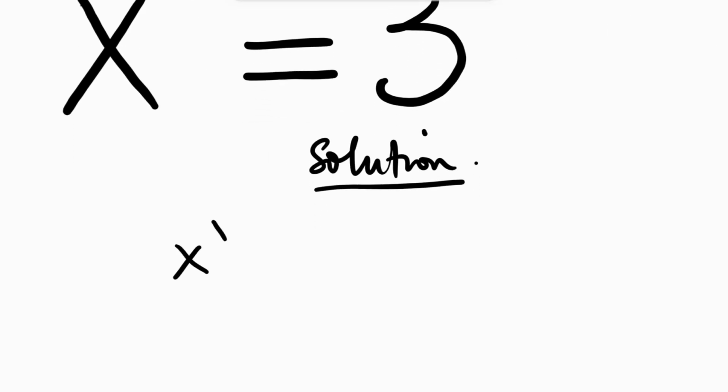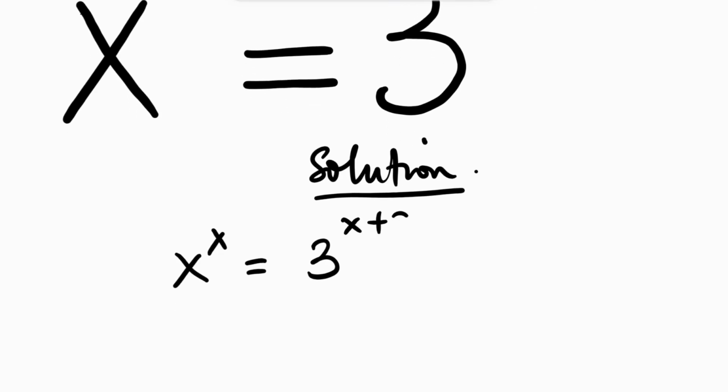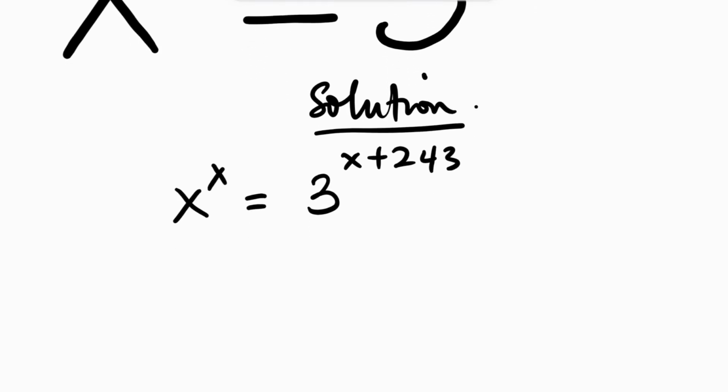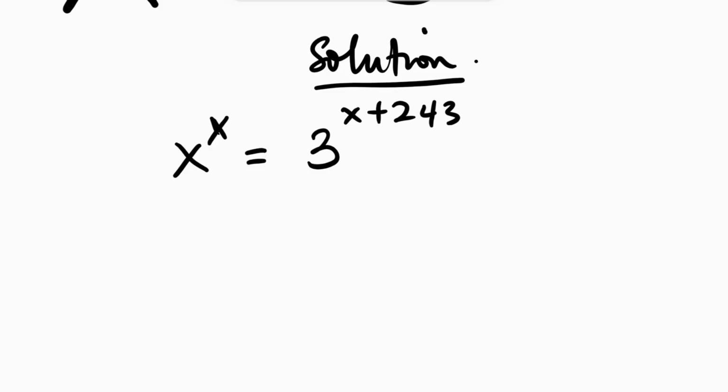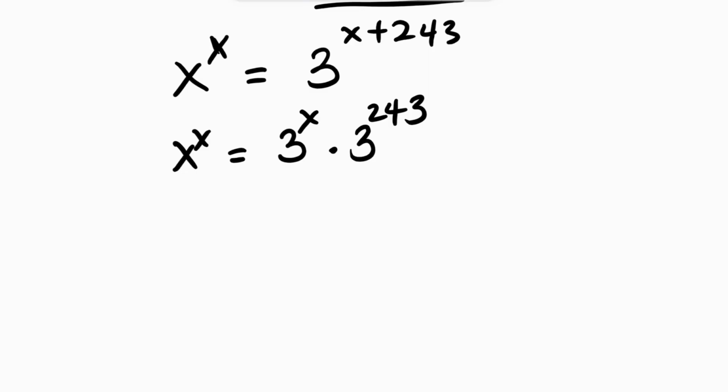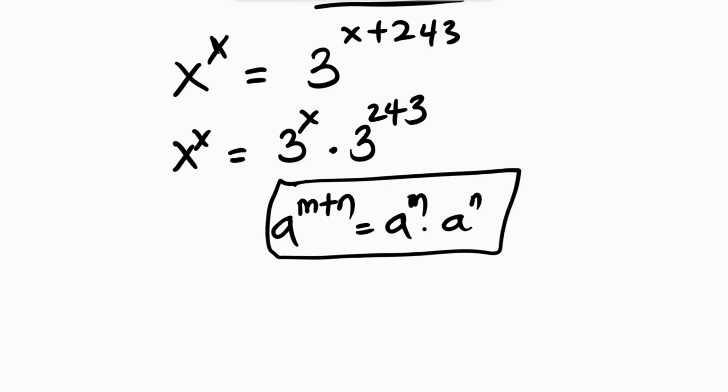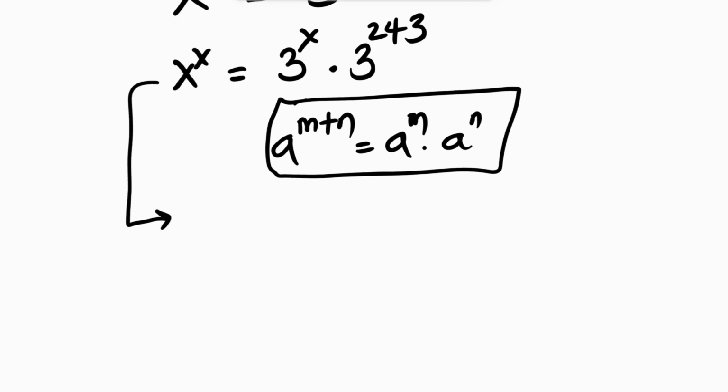So we have x raised to the power x equals 3 raised to the power x plus 243. In this question, we're going to do some manipulations to arrive at our final answer. Now x raised to the power x is the same thing as 3 raised to the power x times 3 raised to the power 243, because we know that a raised to the power m plus n is the same thing as a raised to the power m times a raised to the power n. Let us continue with the solution.